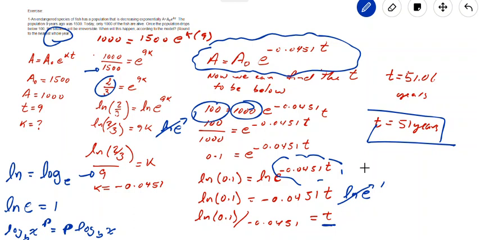So this is how you solve this exercise. It's very interesting. Basically, all the exponential models are solved in more or less the same way, right? That's why I'm sharing this example.